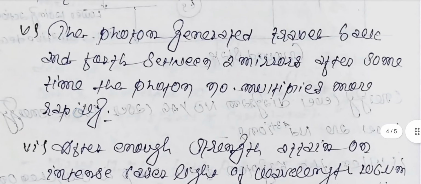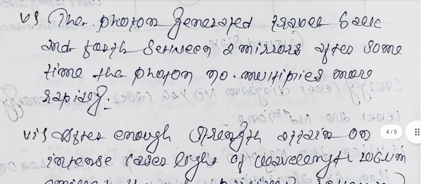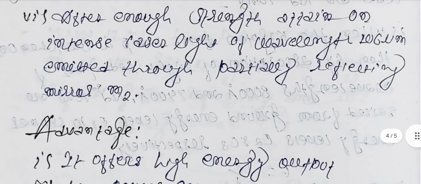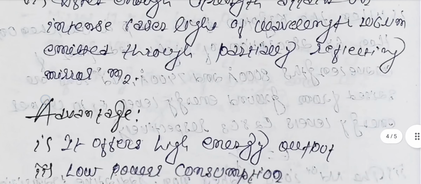Fifth, the photons generated travel back and forth between the two mirrors. After some time, the photon number multiplies rapidly. Sixth, after enough strength is reached, laser light of wavelength 1.06 micrometer is emitted through the partially reflecting mirror M2.